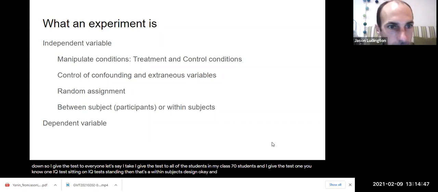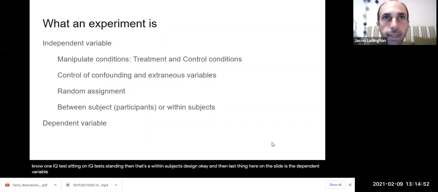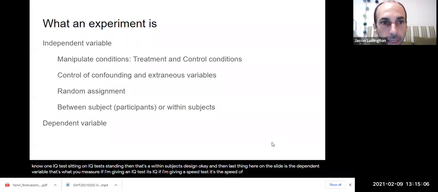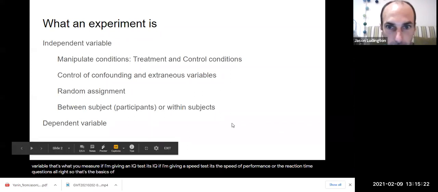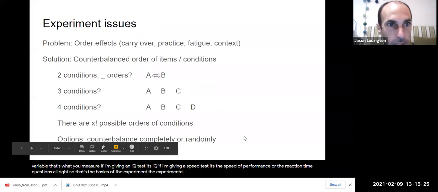Okay, and then last thing here on the slide is the dependent variable. That's what you measure. If I'm giving an IQ test, it's IQ. If I'm giving a speed test, it's the speed of performance or the reaction time. Any questions? All right. So that's the basics of the experiment, the experimental approach.